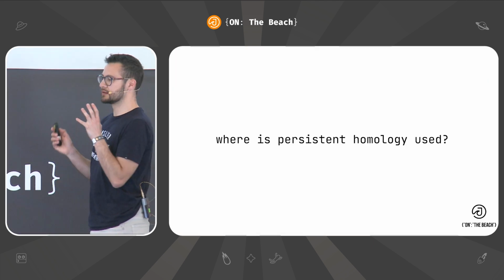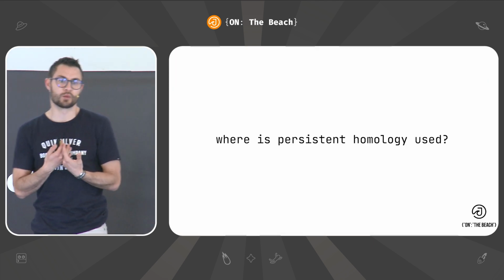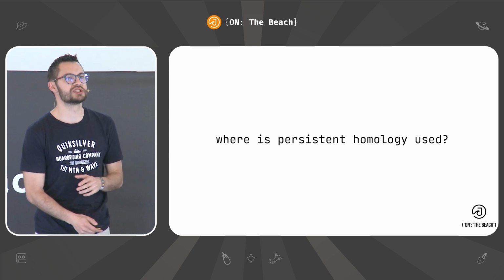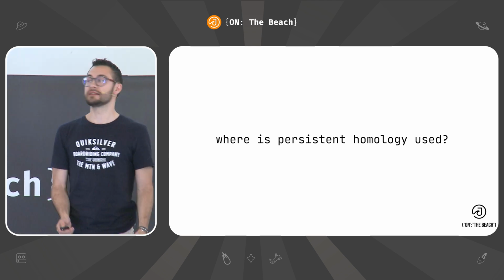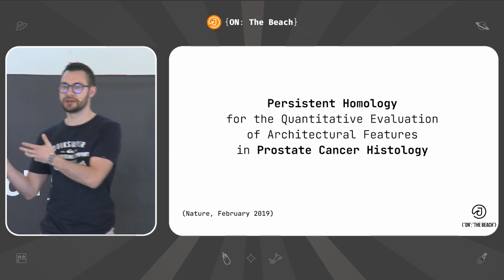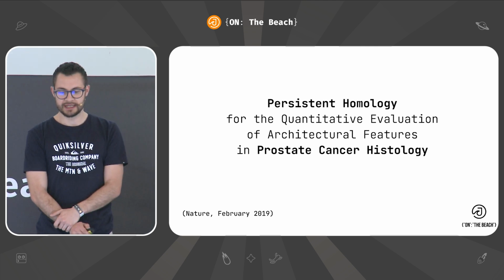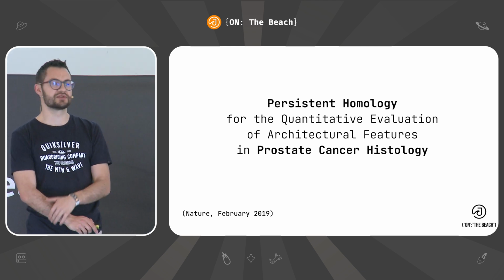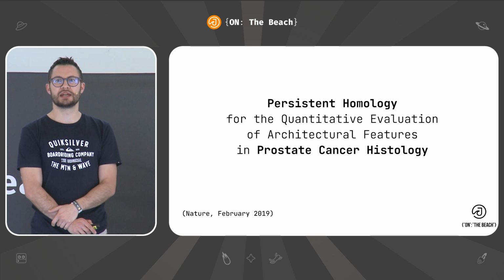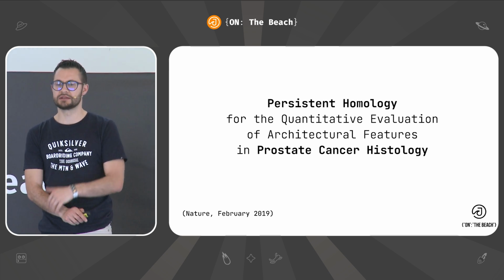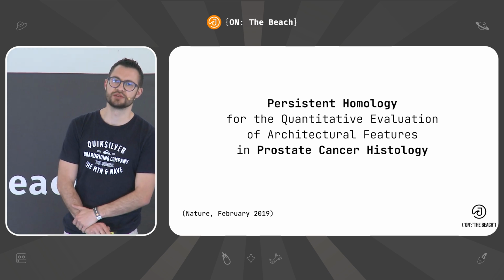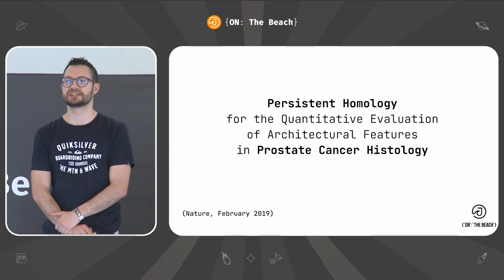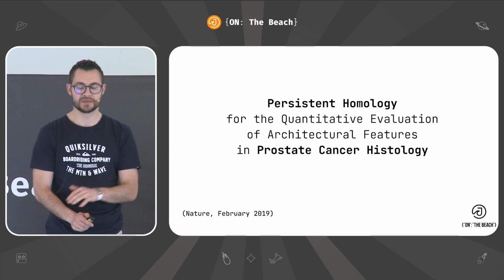So, this is the most important question. Where is persistent homology being used? And, well, as an example, I bring you here an article that appeared in the journal Nature in February 2019, which is about persistent homology used to estimate the progression of prostate cancer.